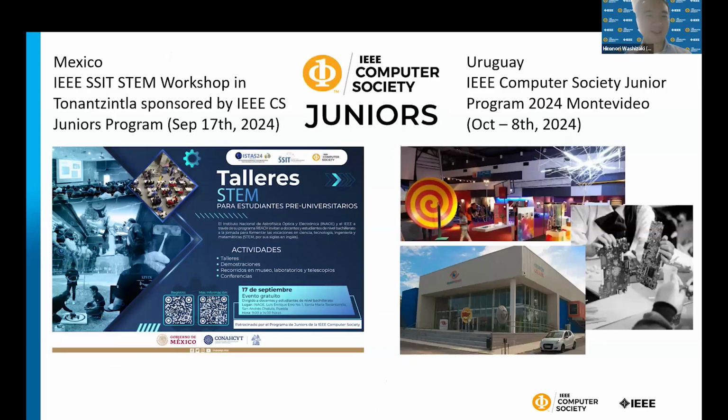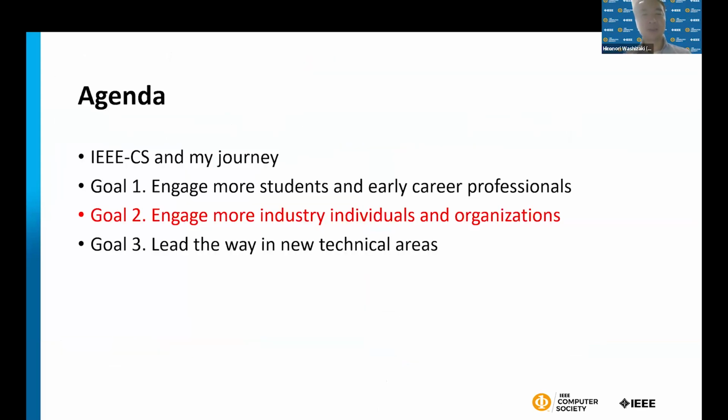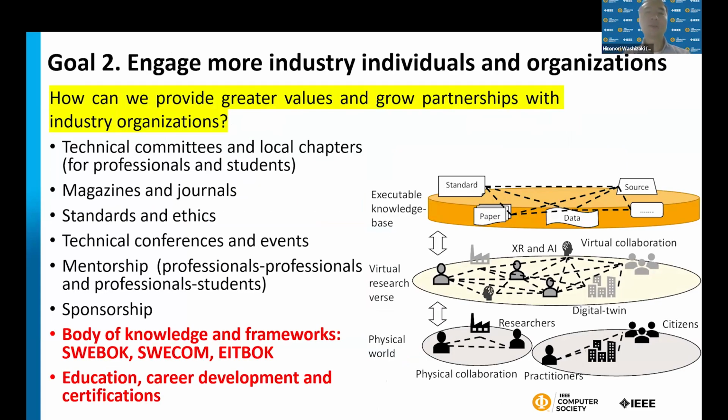Okay, so the second goal, as I said, is to engage more industry individuals and organizations. The key question is, how can we provide greater value and grow partnerships with industry organizations? To do so, IEEE and IEEE CS provide a lot of opportunities and activities, such as technical committees and local chapters, not only for students but also professionals, magazines, periodical publications, standards, ethics, technical conferences, and also mentorship.